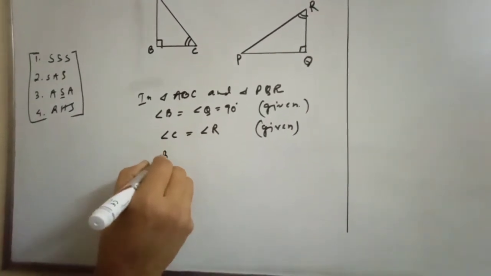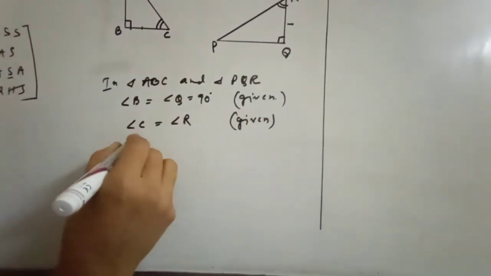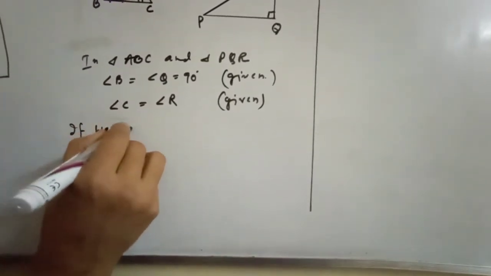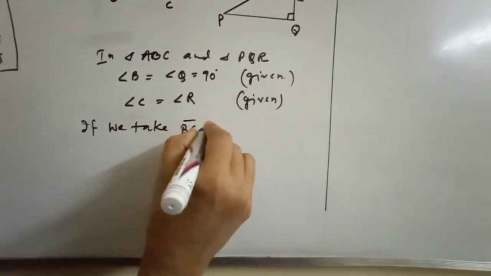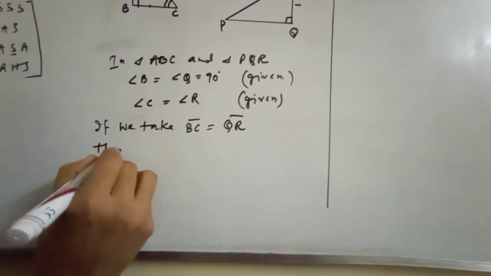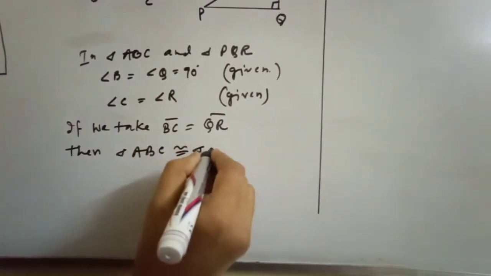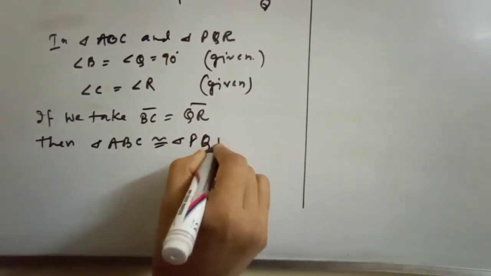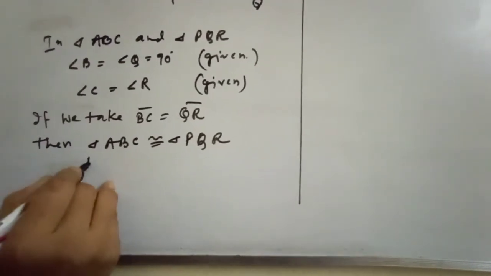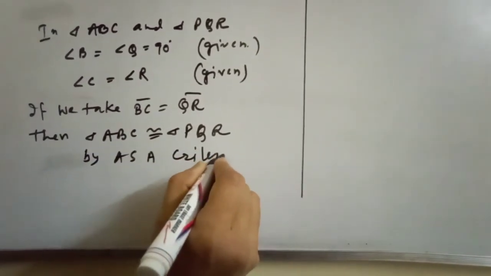So if you take BC of this triangle and QR of that triangle, side BC equal to QR, then you can write that if we take BC equal to QR, then triangle ABC will be congruent to triangle PQR, and the congruence criterion will be by angle side angle criterion. Understood?